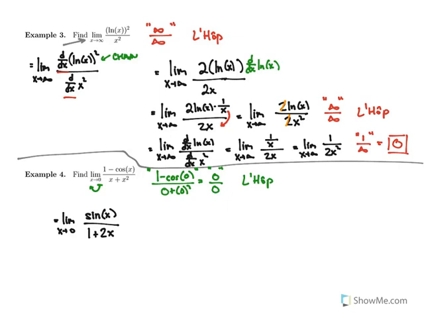This is a brand new problem, so I'm going to plug in 0 for x and see what happens. I get sine of 0 over 1 plus 2 times 0. That is, sorry, not 1, that's 0 over 1. And that's not indeterminate, that's just 0. If you have 0 parts of something, that's just 0, not indeterminate. And therefore, we're done, and that's our answer.